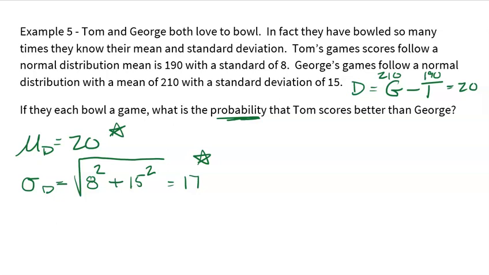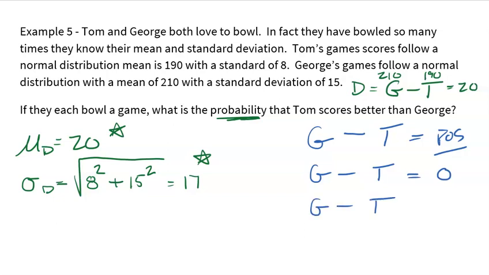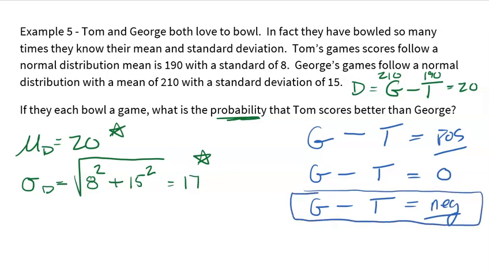Here's why. If George does better than Tom, when you subtract George minus Tom, you will get a positive number. If they are tied, if George and Tom both bowl the same score, you're going to get a 0. But if Tom does better, if Tom's score is higher than George's, you will get a negative result. And this is the scenario I'm looking for.